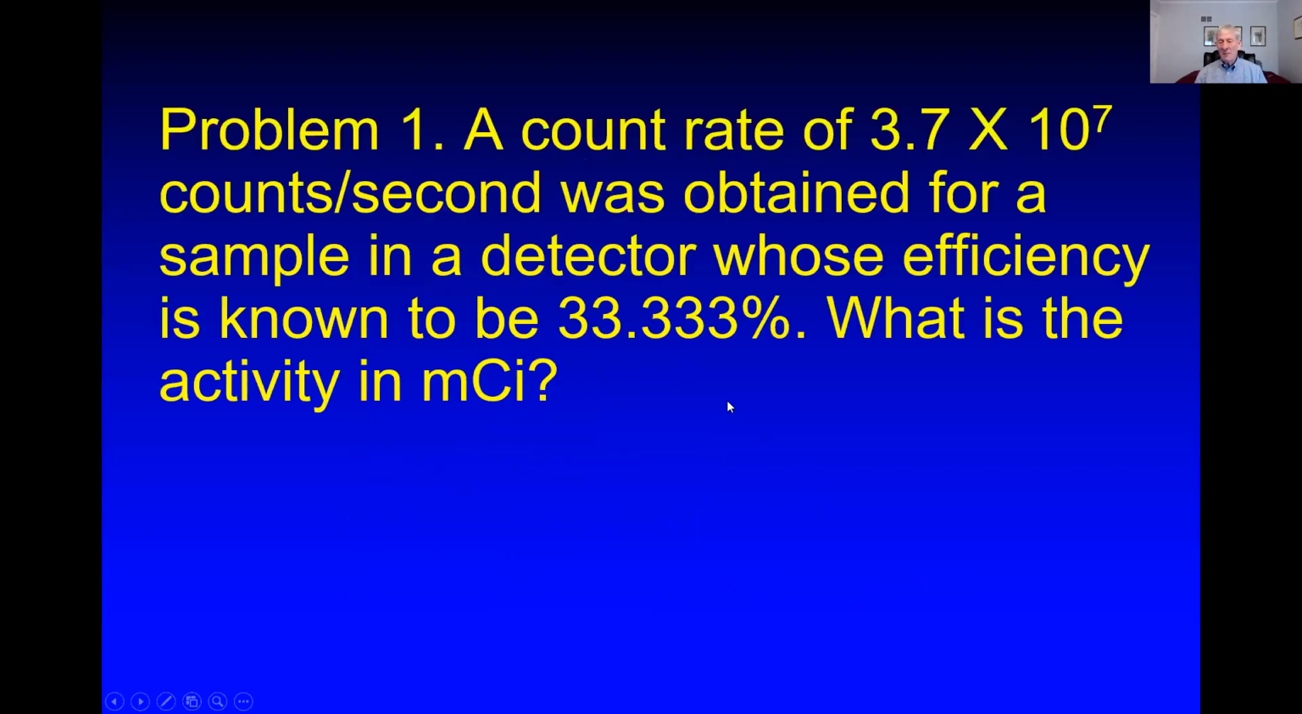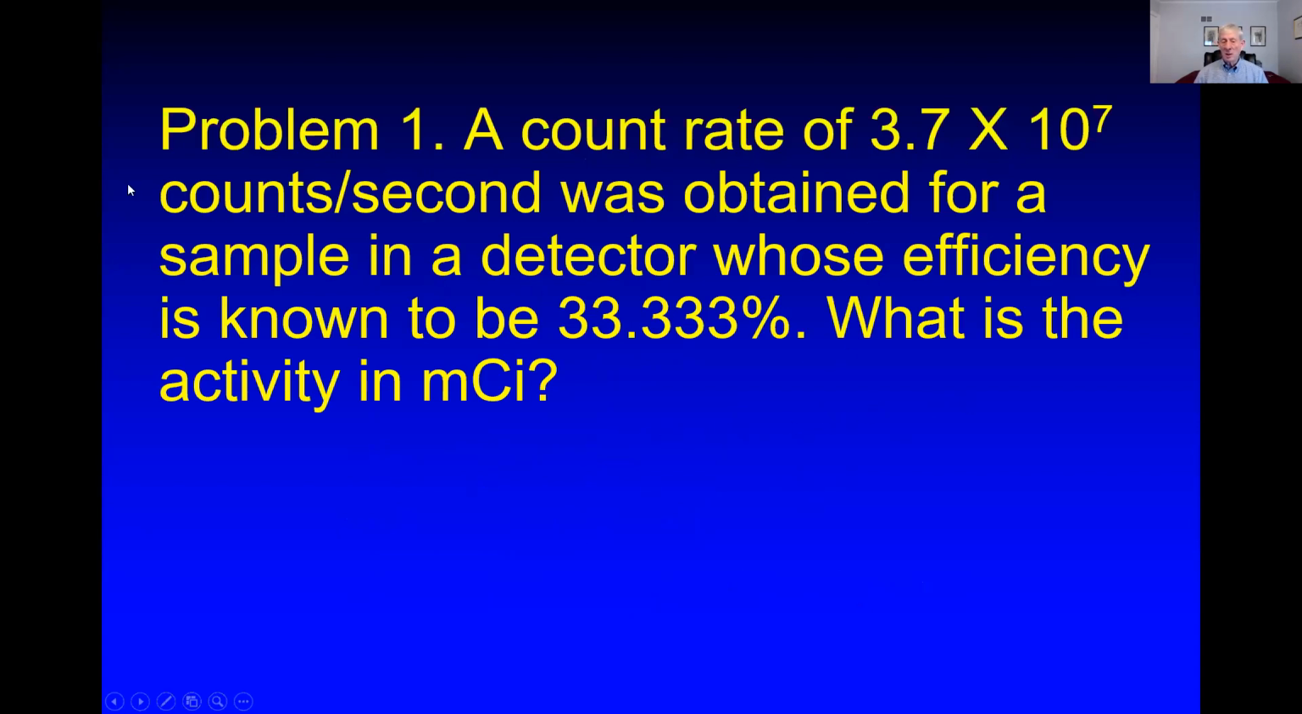Now, let's solve a couple of problems. Let's read the first sentence here. A count rate of 3.7 times 10 to the 7th counts per second was obtained. True or false? That's exactly 1 millicurie. True or false? Who knows? True. I think I heard a true and a false.